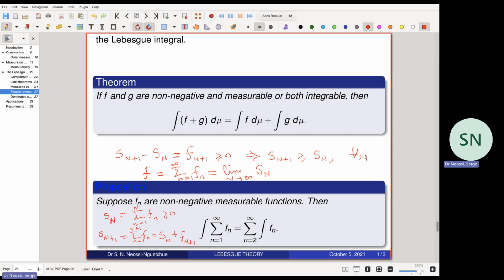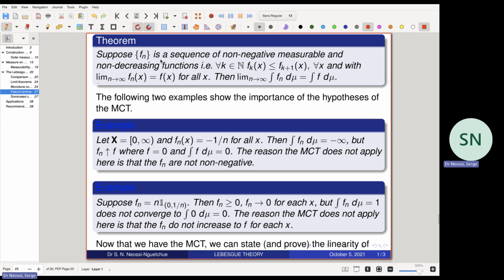And this function also is measurable. Why? Because it's the limit of measurable functions. We saw that each S sub n is measurable as a finite sum, and the limit will also be measurable. So this f is also measurable. And we can use the monotone convergence theorem. All the hypotheses are satisfied: the S sub n form a sequence of non-negative and non-decreasing functions, and the S sub n converge to f pointwise. Therefore, we can claim the theorem.